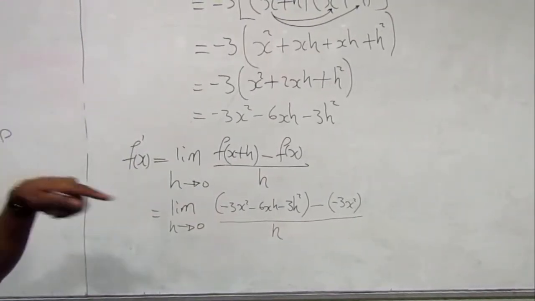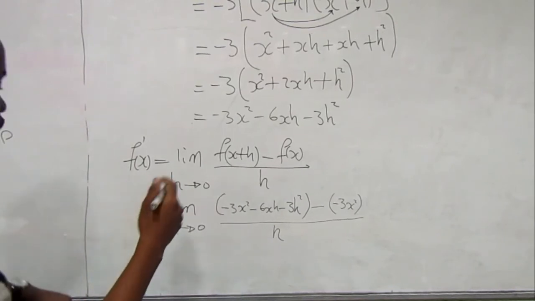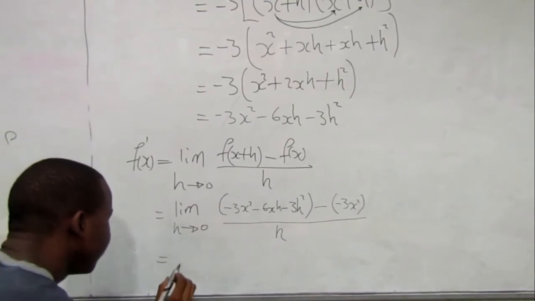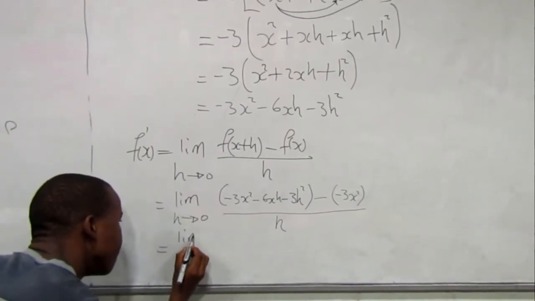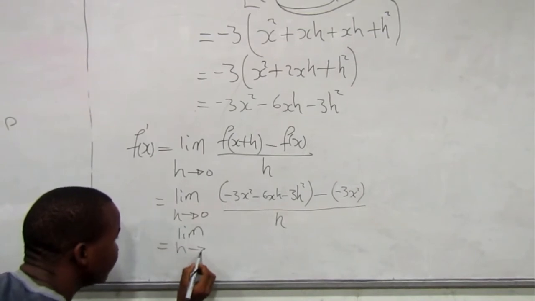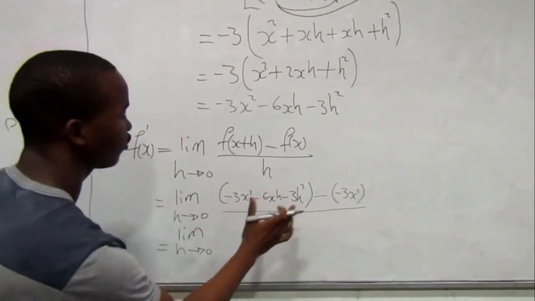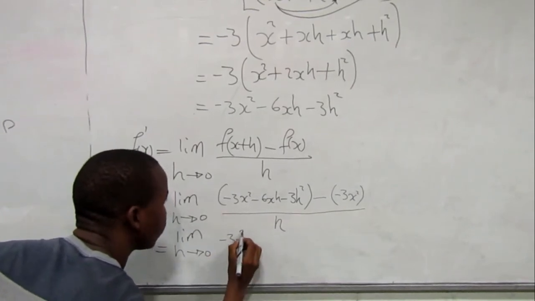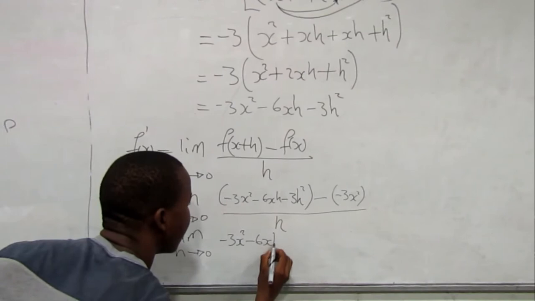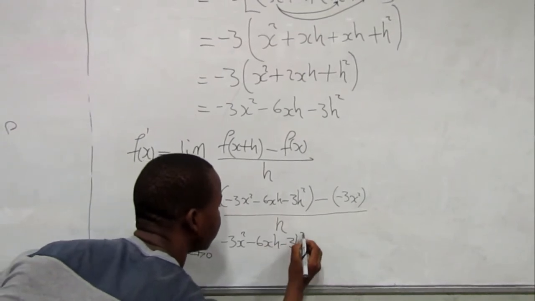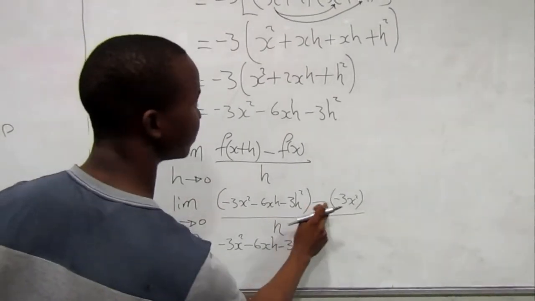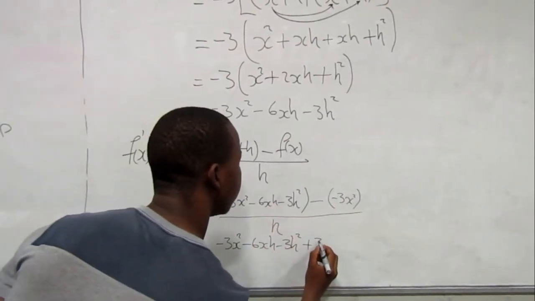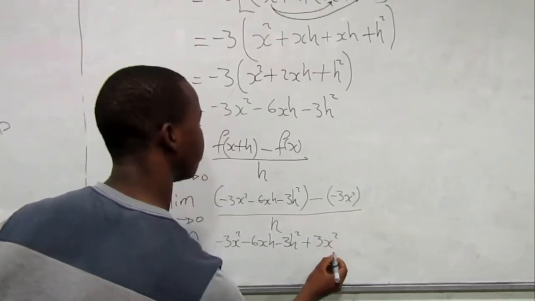Then from there on, we simplify these accordingly. We're still going with lim h approaches 0. This one is going to be as it is, negative 3x squared minus 6xh minus 3h squared. This negative is going to multiply this negative, which is going to give us plus 3x squared.